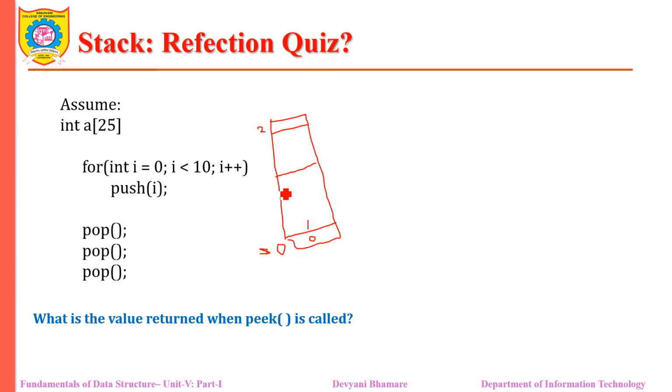And then we perform the operations pop, pop and pop, right. So we have the elements 9, 8, 7, 6 and so on. When we say pop, 9 will be deleted, again pop, 8 will be deleted, again pop, 7 will be deleted. So what is the value of peek? Yes, the peek is containing 6.